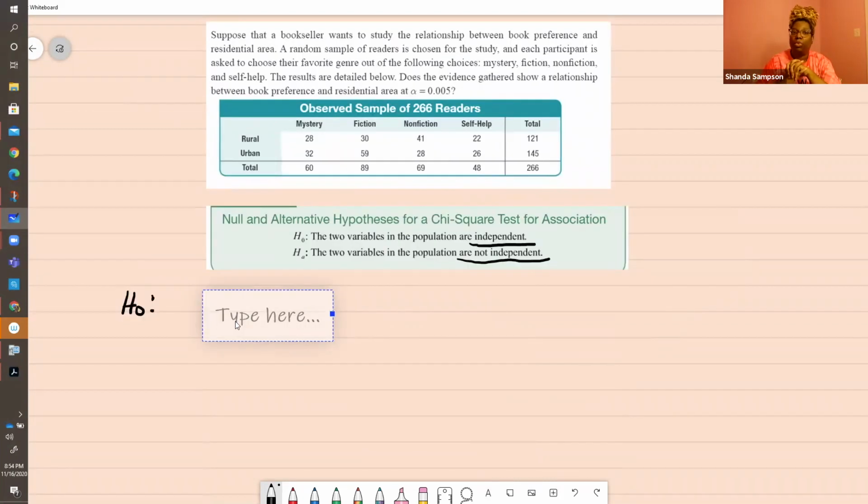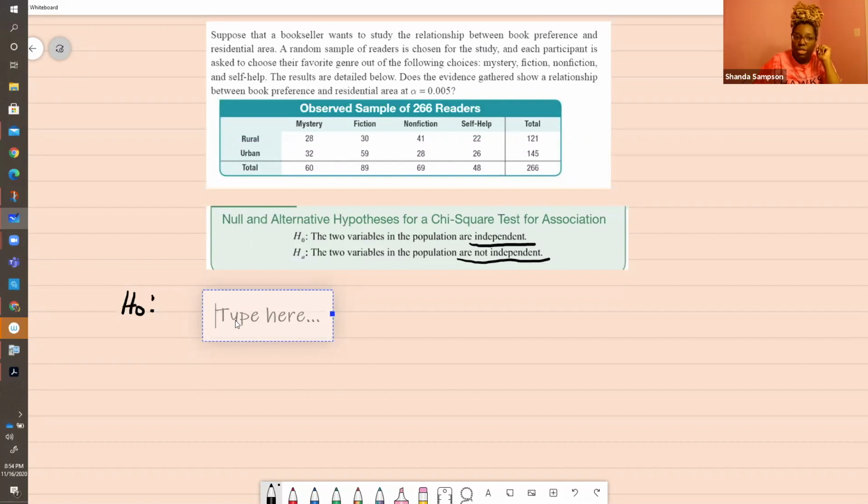Suppose that a bookseller wants to study the relationship between book preference and residential area. A random sample of readers is chosen for the study, and each participant is asked to choose their favorite genre out of the following choices: mystery, fiction, nonfiction, and self-help. The results are detailed below. Does the evidence gathered show a relationship between book preference and residential area at alpha equals 0.005?